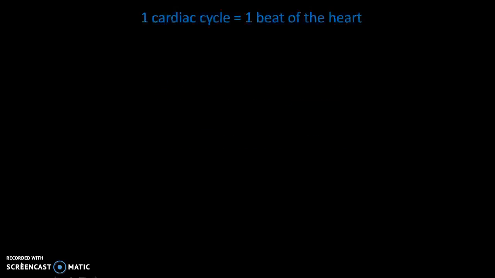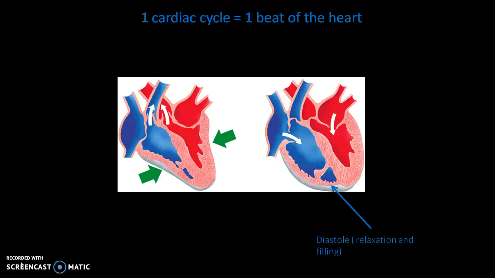In this video, I will be describing the conduction system and how it controls a cardiac cycle, and later on, blood and the different types of blood vessels. One cardiac cycle is one beat of the heart. During this, there is a relaxation process and a contraction process.